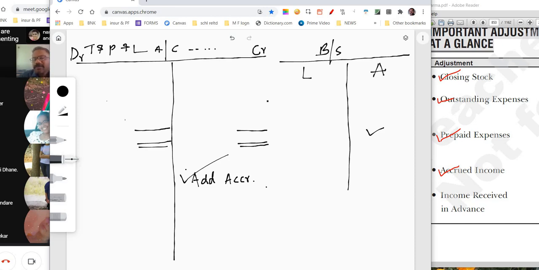Diti, Sakshi, Soham. It is earned during the year but not received. Okay, not received. You did not get my exact point. Then why is it an asset? That is what I am asking.